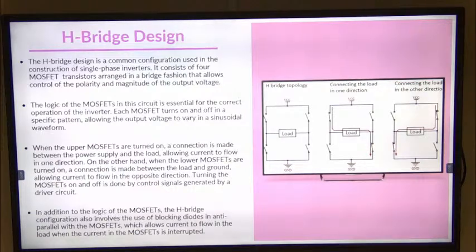In addition to the logic of the MOSFETs, the H-bridge configuration also involves the use of blocking diodes in anti-parallel with the MOSFETs, which allows the current to flow in the load when the current in the MOSFETs is interrupted.